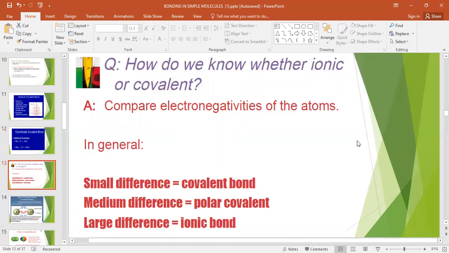Now, this is the summary of what we studied before. How do we know whether a bond is ionic or covalent? We compare the electronegativity of atoms. You understand why we need electronegativity? We are going to compare the bonding, and we want to know whether it is ionic or covalent. If there is a small difference between both, it is covalent. If a medium difference, like 1, 1.5 till 1.7, which type of bonding do we call it? Polar. And if a large difference, like 2, 2.3, 2.5 and 3, that is called an ionic bond.